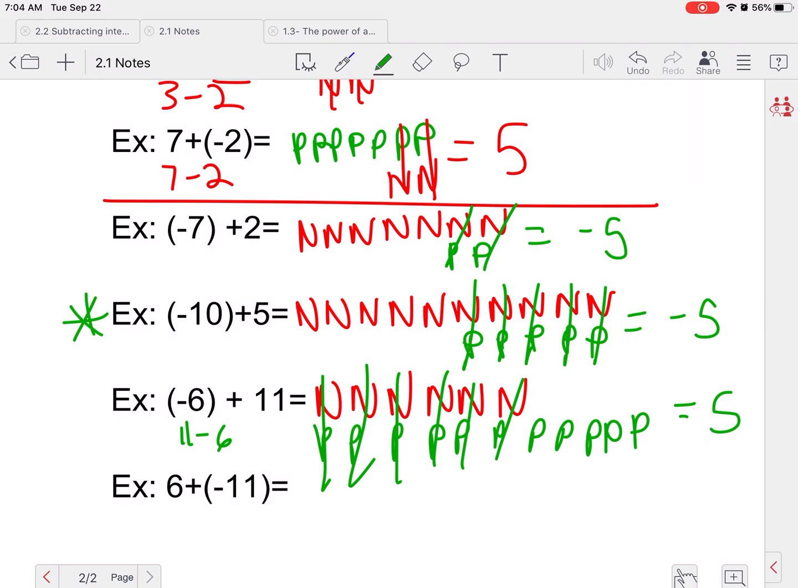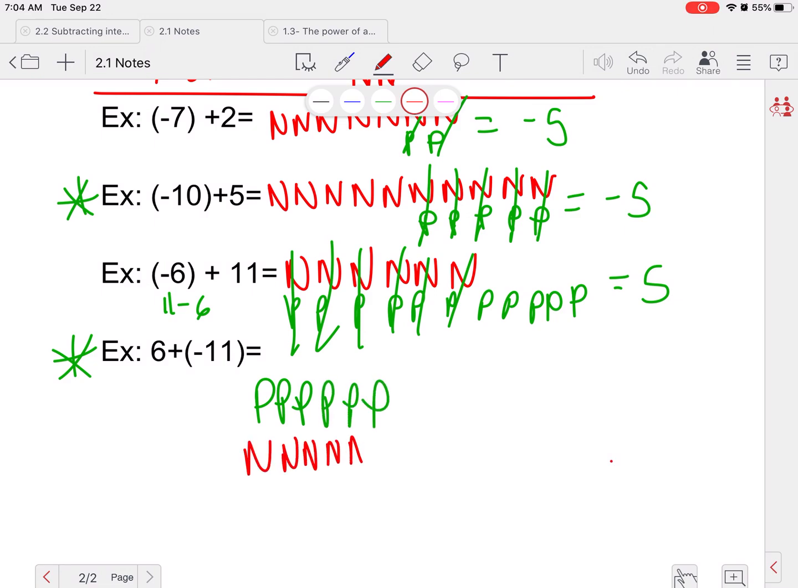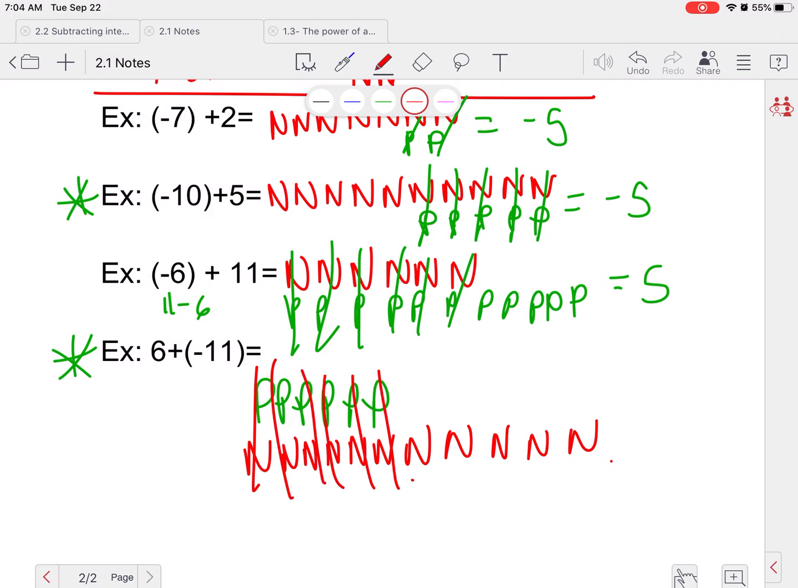Go ahead and try this one on your own. We're going to start with 6 positives, 1, 2, 3, 4, 5, 6, and 11 negatives, 1, 2, 3, 4, 5, 6, 7, 8, 9, 10, 11. And we're going to cross 1, 2, 3, 4, 5, 6 off. So I'm left with negative 5, which again makes sense. If you have $6 and you try to spend 11, you would owe that person $5 because you only had 6 to start with.